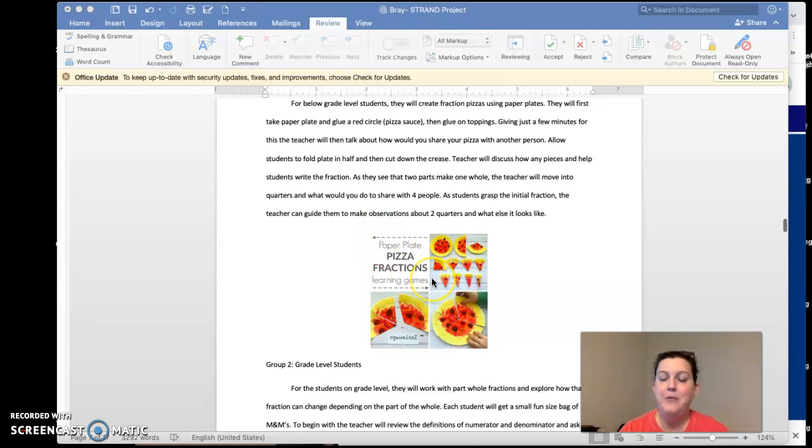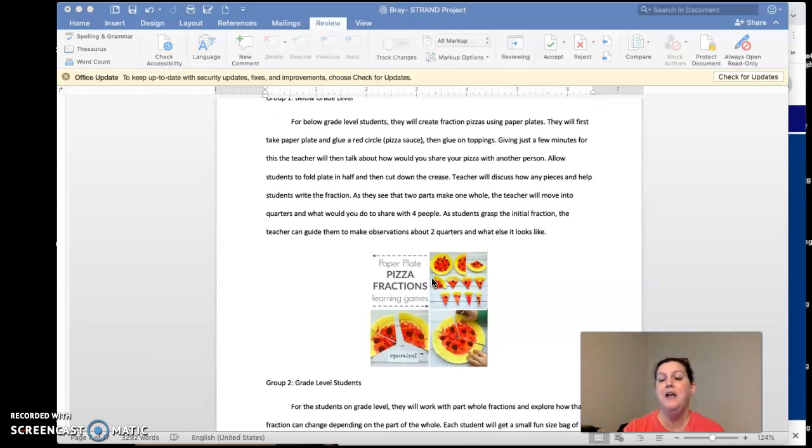But for their food, they will start with making their pizza. So we'll have the fun piece of it where they will take a regular paper plate and they'll glue on their red construction paper for their tomato sauce. They'll get to pick their different pre-cut toppings and glue those on. Then we'll get into the fractional piece of it where they'll fold their pizza in half because they need to share it, and they'll cut it and look at the two pieces and how many are you having?